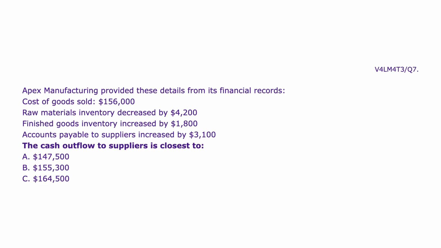Apex Manufacturing provided these details from its financial records. Cost of goods sold $156,000. Raw materials inventory decreased by $4,200. Finished goods inventory increased by $1,800. Accounts payable to suppliers increased by $3,100. The cash outflow to suppliers is closest to: A. $147,500, B. $150,500, C. $164,500.